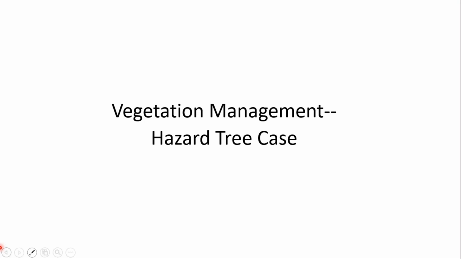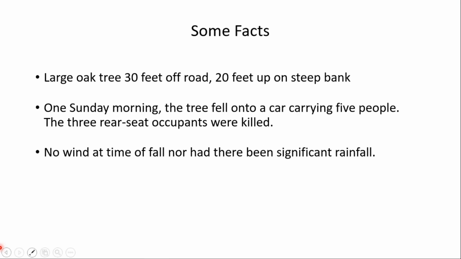Okay. I call this the hazard tree case, and I'll probably go through it a little quickly, but envision this was a large oak tree, estimated to be 300 to 400 years old, 30 feet off the road and 20 feet up on a steep bank. And one Sunday morning, it just fell onto a car carrying 5 people. And as you'll see from the photo, it's kind of uncanny. It just fell right on the rear seat portion of the vehicle, killing the occupants, who were all older than 90 years old. So in some of these other cases, I've talked about lost wages and lost earnings. That's not an issue in this case.